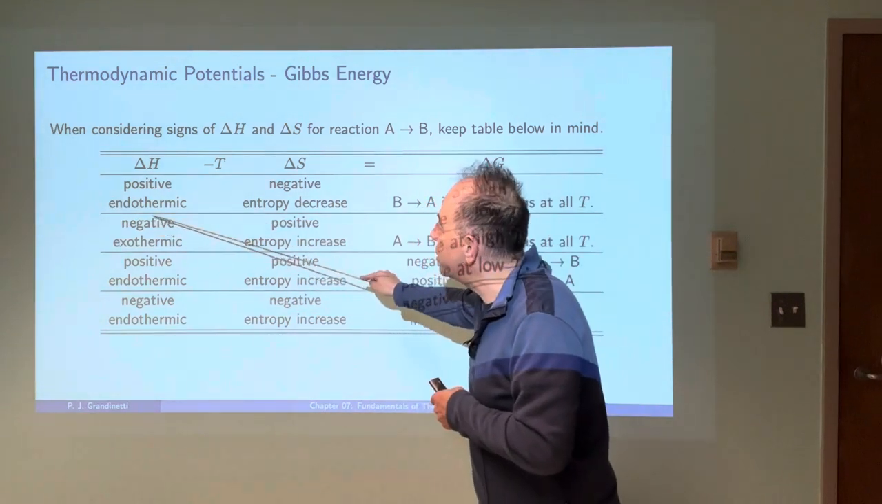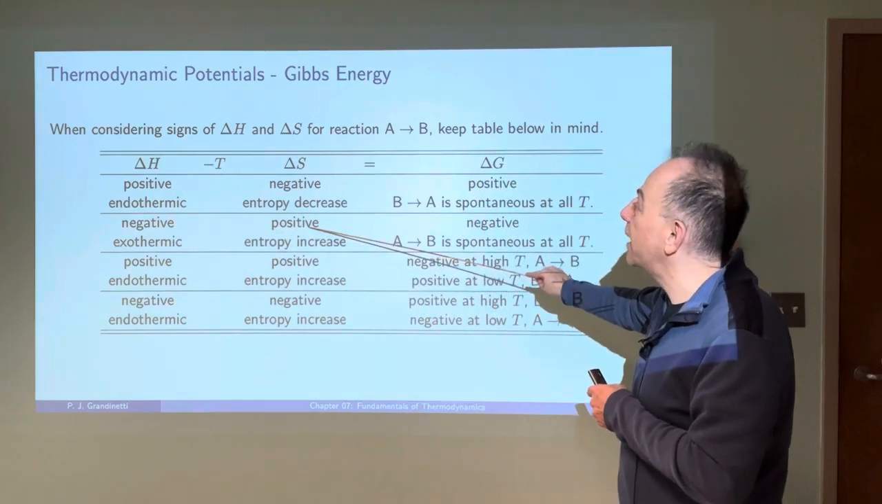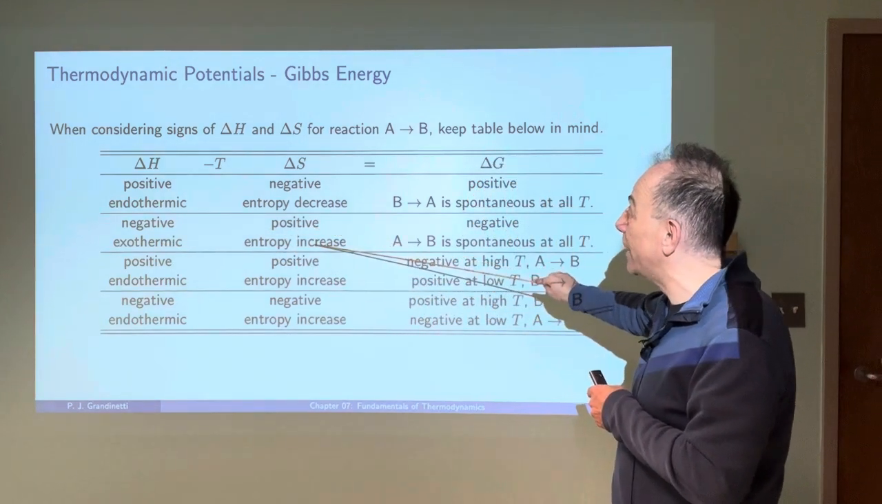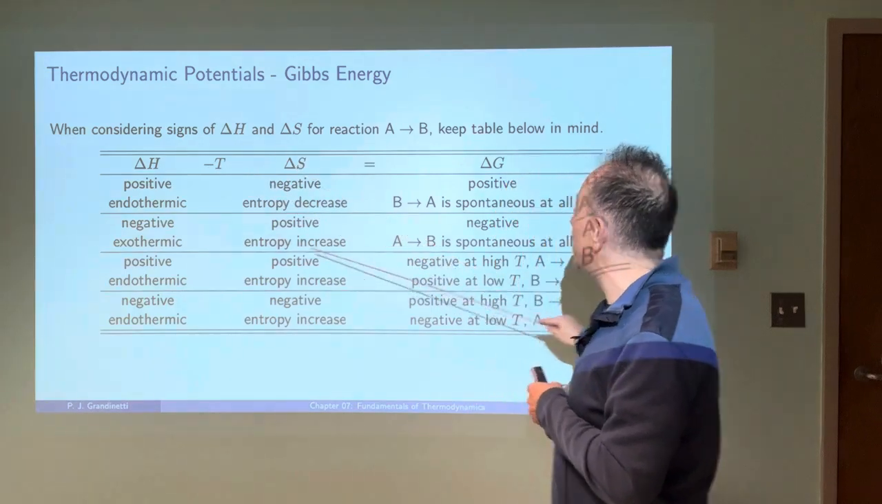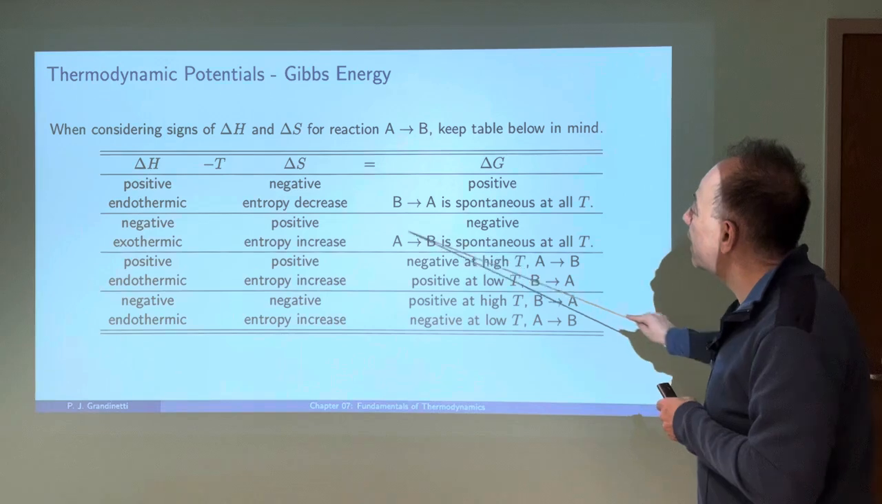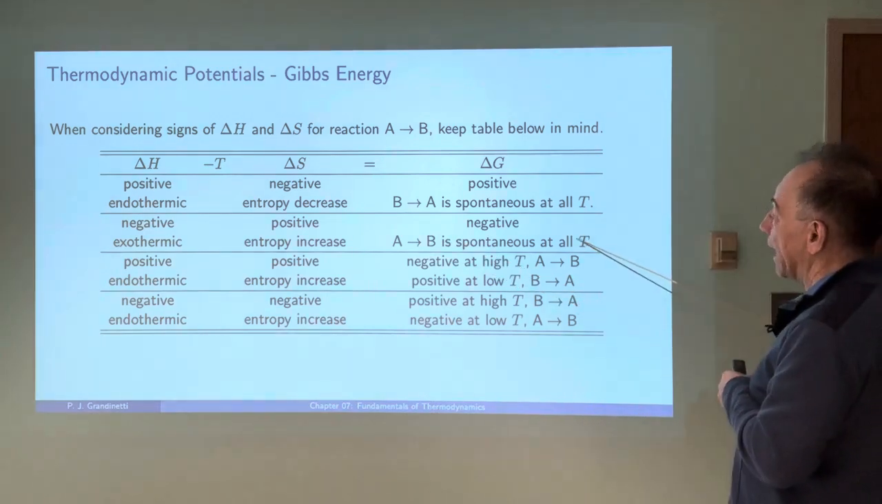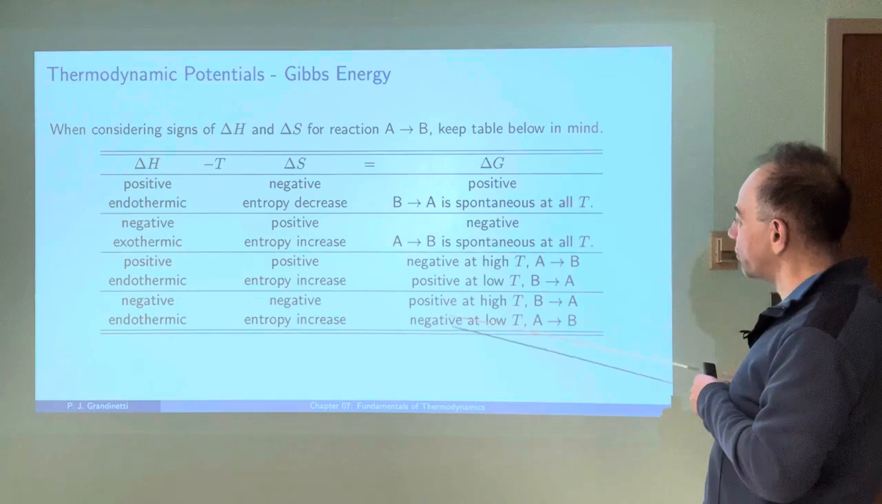Going down the list here, you see that delta H is negative for an exothermic reaction, and having a delta S that's positive, so the entropy increases, so that's negative minus a positive, and a positive means that you're always negative. That means that for this reaction, as it's written, it's always going to be spontaneous at all temperatures here, okay? And that's also true for this one here, which I didn't mention earlier.